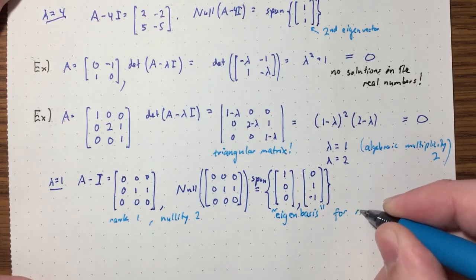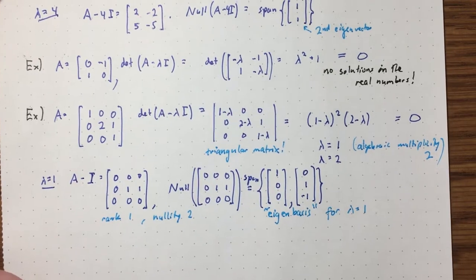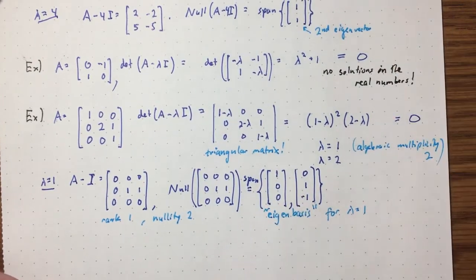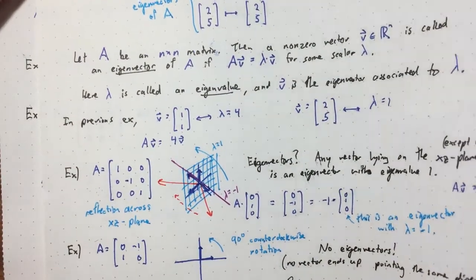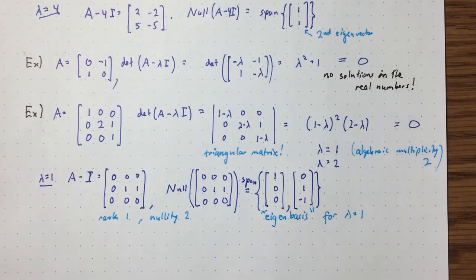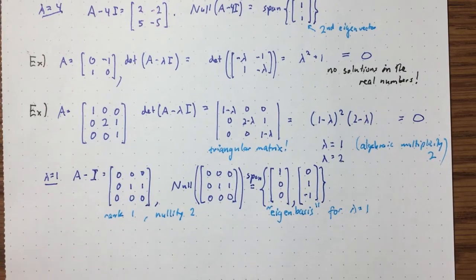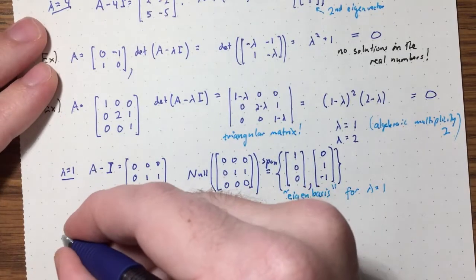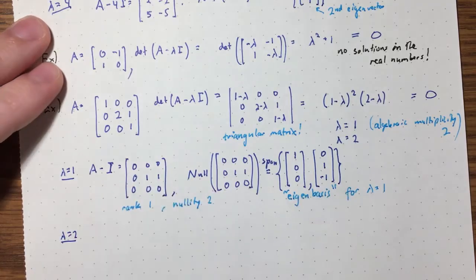for this lambda. Okay, so this is one of the cases where I have a whole 2-dimensional space spanned by eigenvectors. Okay. How about the other one? Lambda equals 2.